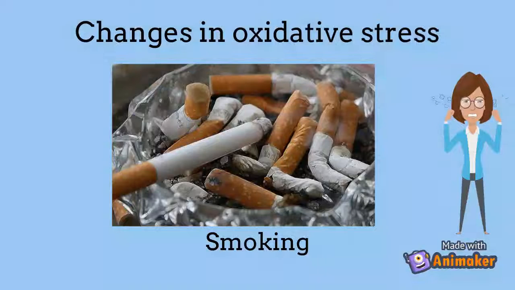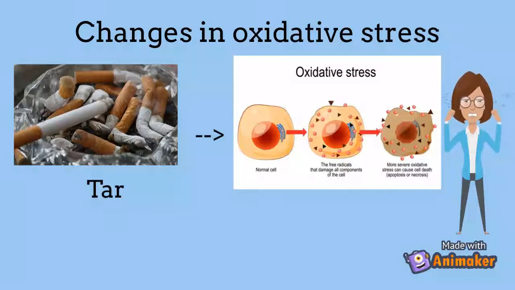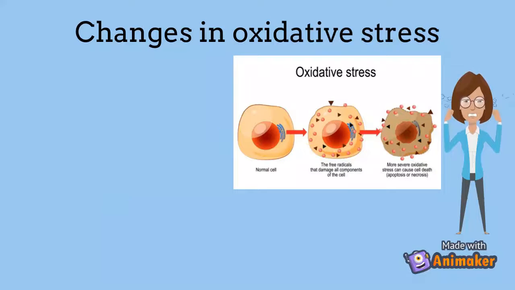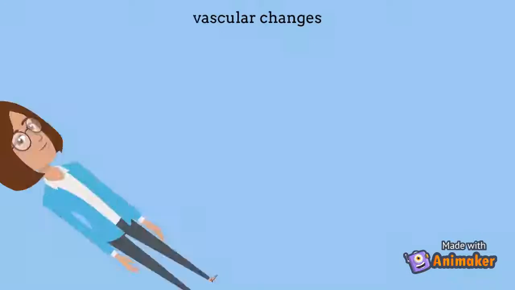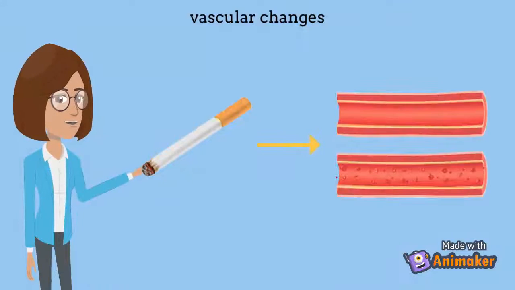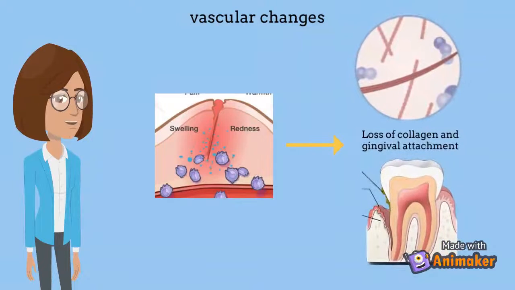Nicotine can cause changes in blood vessels, where capillaries dilate. This results in increased infiltration of inflammatory agents, leading to loss of collagen and gingival attachment, which causes loose teeth. A risk factor of oral non-infectious disease is smoking. Smoking contains tar that causes oxidative changes in the oral cavity. This leads to an increase of free radicals. Free radicals cause damage to cells, such as denaturation and gene mutation.